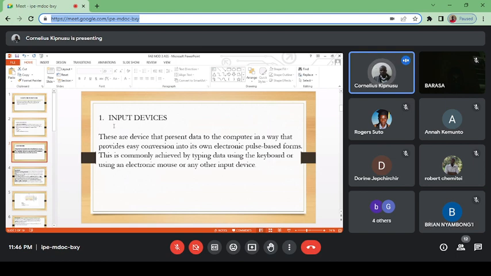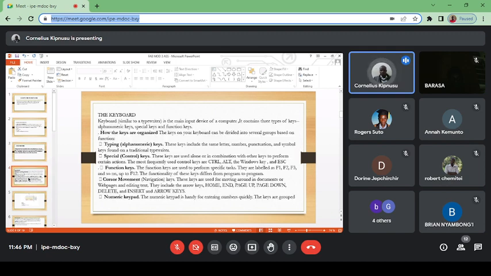The input devices are devices that present data to the computer in a way that provides easier conversion into its own electronic pulse based forms. This is commonly achieved by typing data using a keyboard or using an electronic mouse or any other input device. So we have seen the input is used to enter data into a computer, and under the input we shall study some of the input devices.